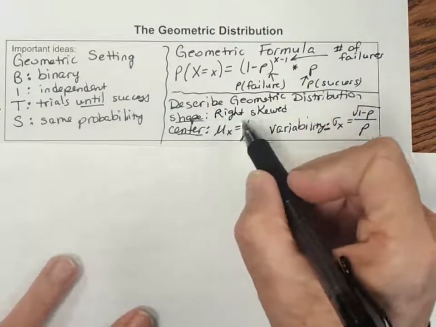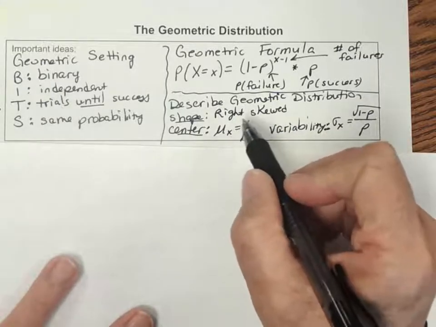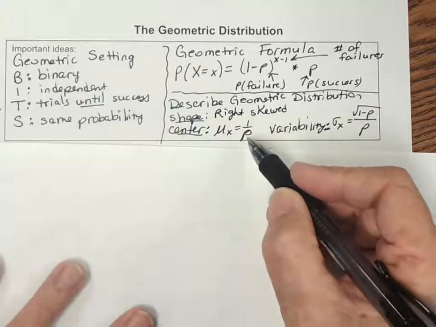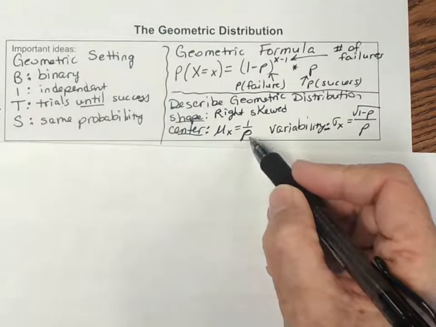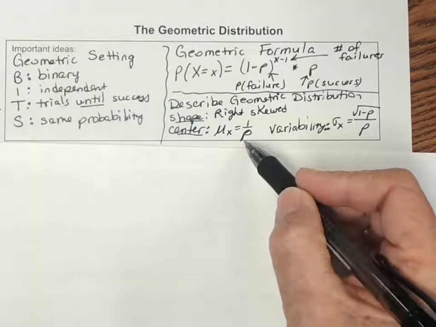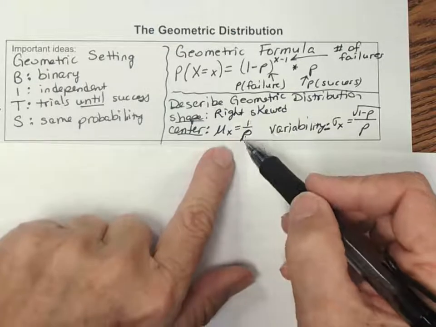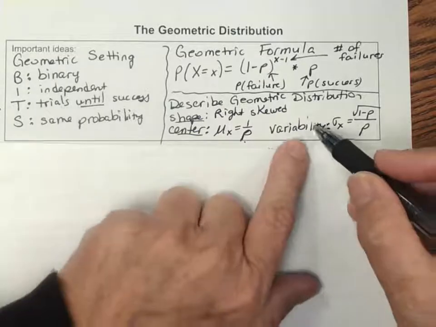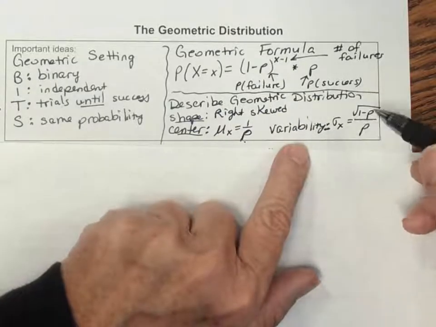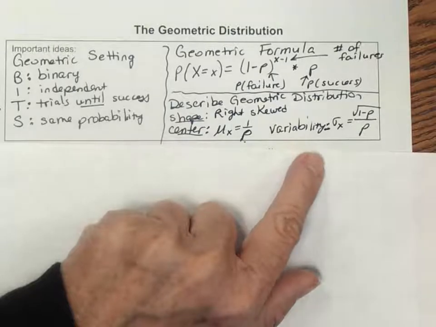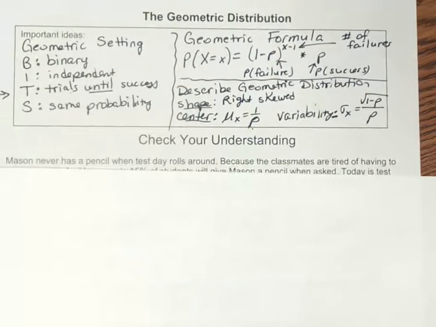First of all, the shape is right skewed, and I did not show that to you on the other side. I'll flip back in a second. At the center, the mean, we find by 1 divided by the probability of success. So again, the mean is going to be 1 divided by the probability of success. Remember, with a binomial, n times p gave us this. The measure for variability for a geometric distribution is going to be 1 minus p, so that's your probability of failure, divided by the probability of success, and square rooted. So let's take a look at these.